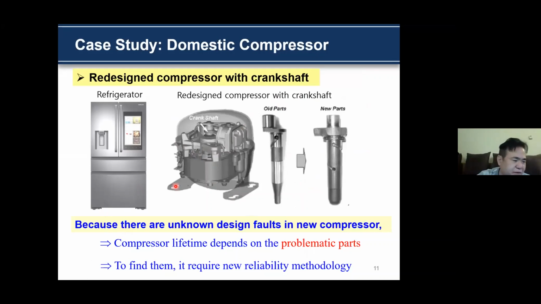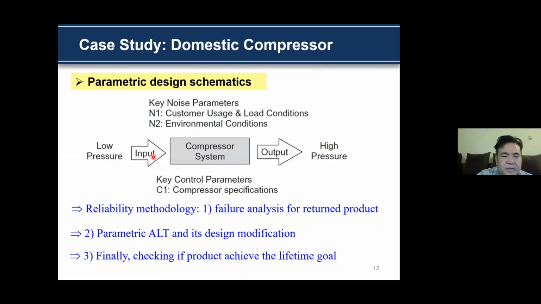There are a lot of parts, and because there is an unknown design fault in the compressor system, compressor lifetime depends on the parametric part. To find them, it requires the lifetime methodology. This is a parametric design schematic.